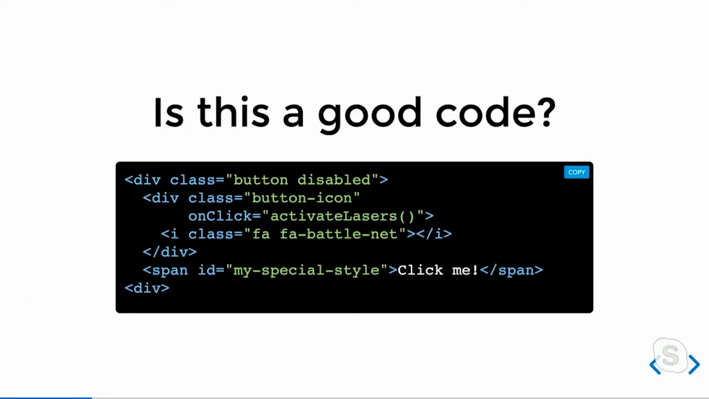We have a bunch of div elements with some classes. The first one, which is the main parent, is like a wrapper around the button with the class button, so we can style it as a button. There is also a class for the disabled state, which will indicate that the button shouldn't be active at that moment. Then we have some icon inside with another wrapper, and also with the JavaScript onClick, so we can call some action when you hit the button.